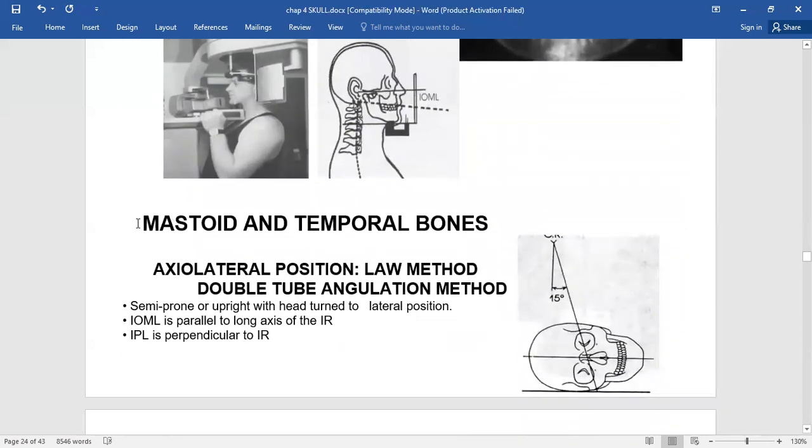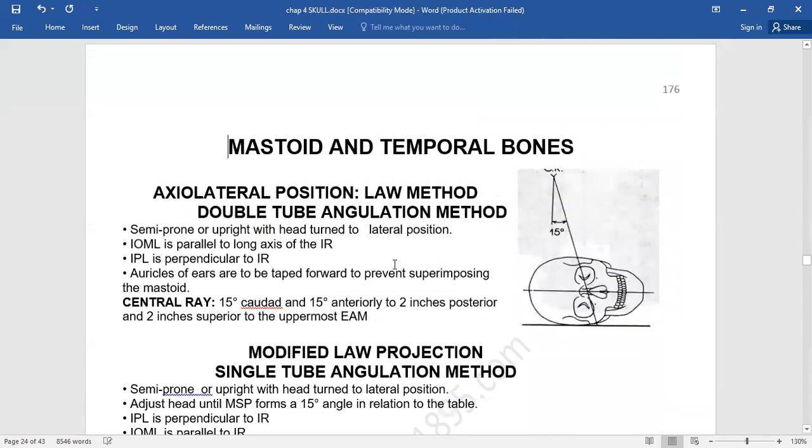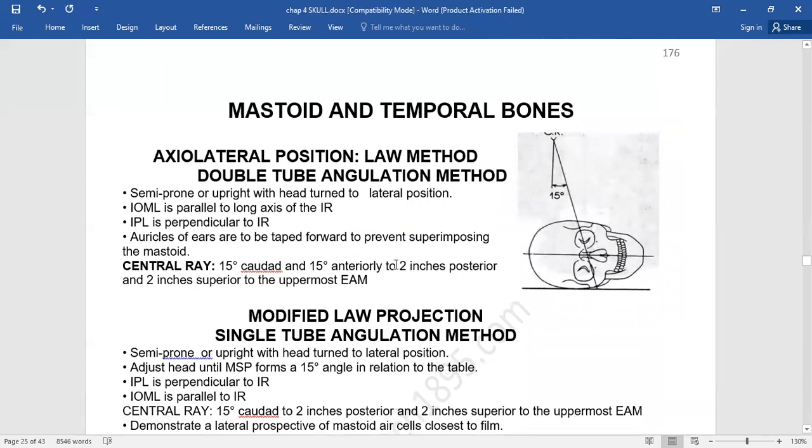Then, next for the mastoid and temporal bone, baba natin. So axiolateral position or Law method, or also referred to as the double tube angulation method. The patient can either be in semi-prone or upright with head turned to lateral position, as you can see sa picture dyan sa right. IOML is parallel to long axis of the IR, IPL, or the interpupillary line is perpendicular sa IR. The auricles of the ears, so iti-tape siya forward para hindi siya mag-superimpose sa mastoid.